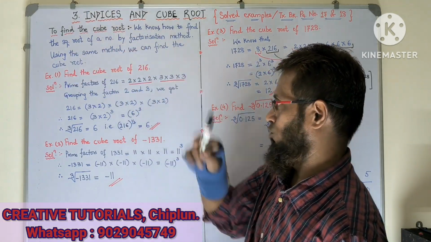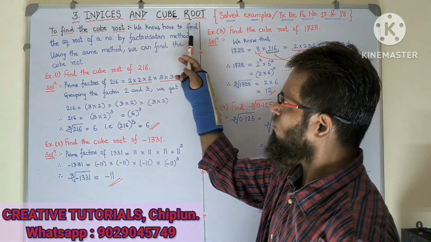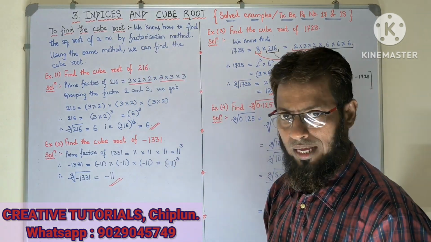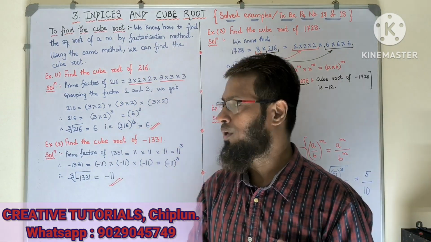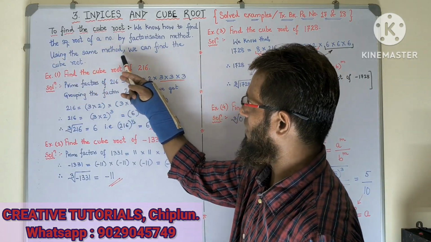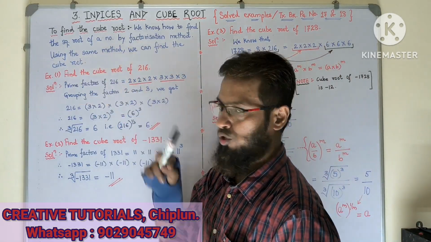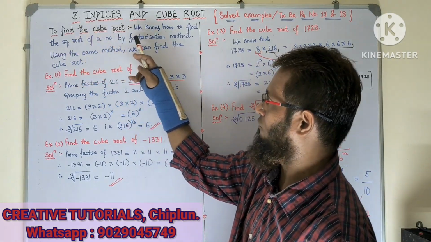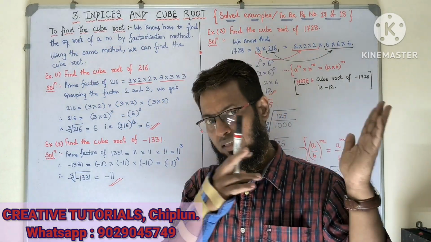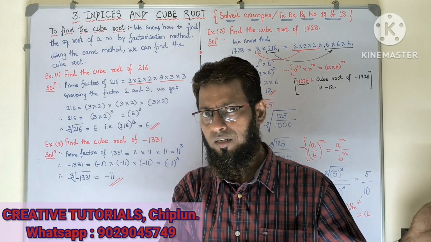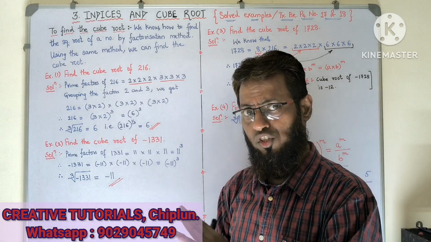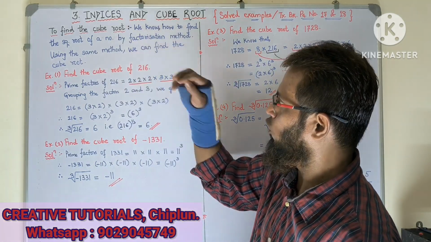To find the cube root, we know how to find the square root of a number by factorization method. Okay, so this we had done earlier. Then using the same method we can find the cube root. How to find the square root by factorization method, this we had already taken care in our 7th standard. Now let us see with the same method of factorization how we can find the cube roots.